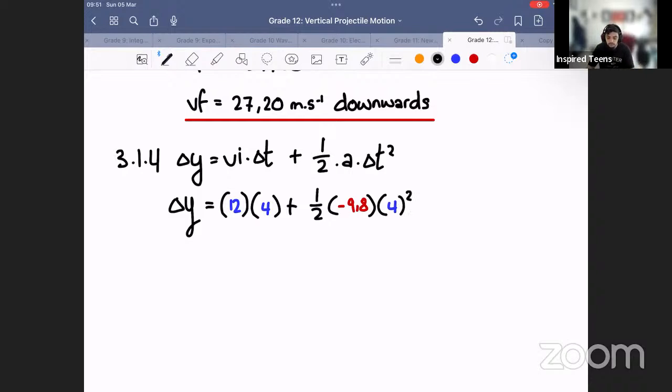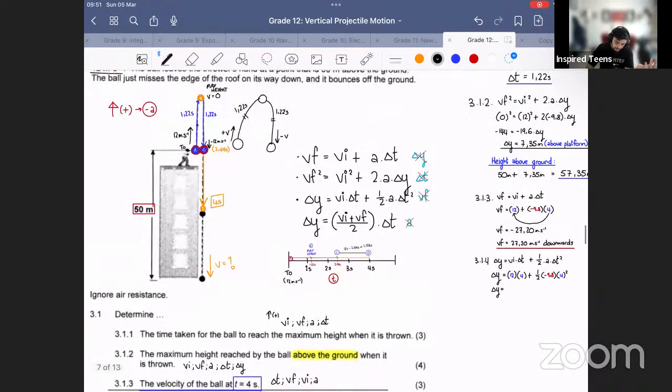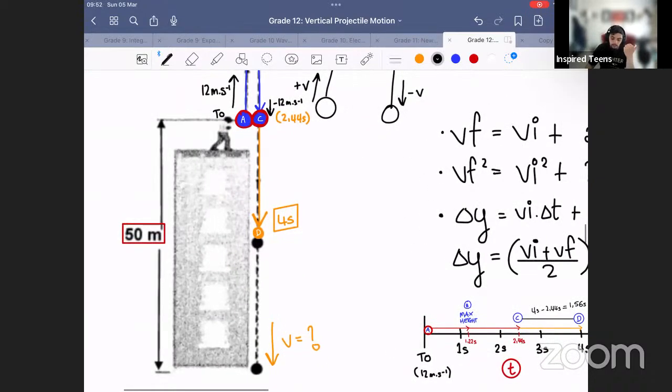Firstly, before I calculate it, am I expecting a positive or a negative answer? Quickly. Am I expecting a positive or a negative answer? Okay, the correct answer is positive. No, it's negative. So basically, how we consider this really quickly is, where are we starting?